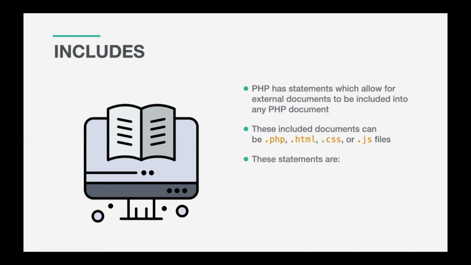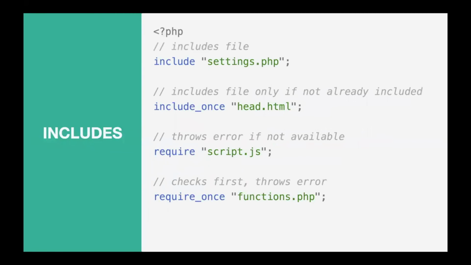Now, there are 4 different statements that allow us to include these files. They are include, include once, require, and require once. There are slight differences between all 4, which I'm going to go through next. All right, so here is the slide to explain what they're going to do. The include will allow us to include a file. Now, if the file doesn't exist, PHP is going to pop up an error but continue on.